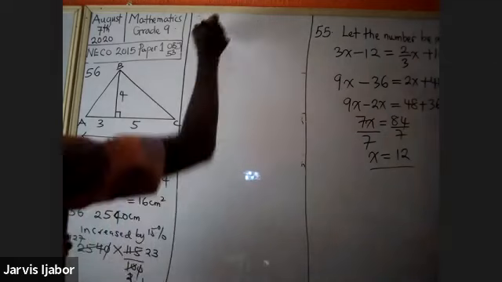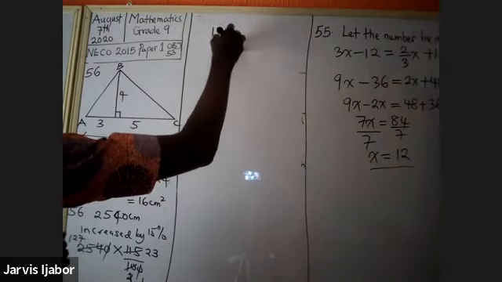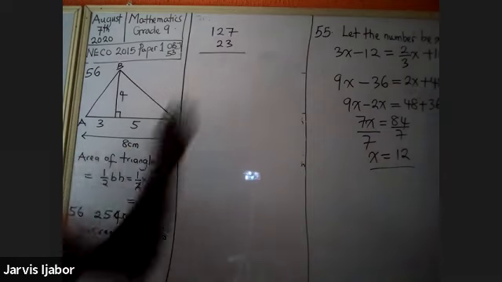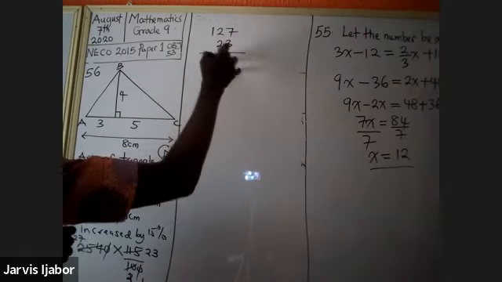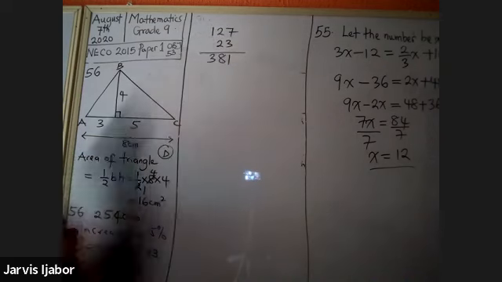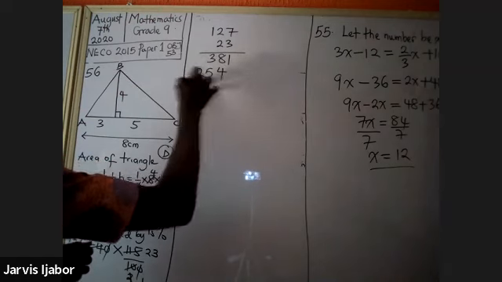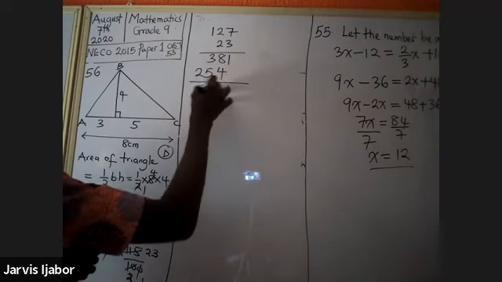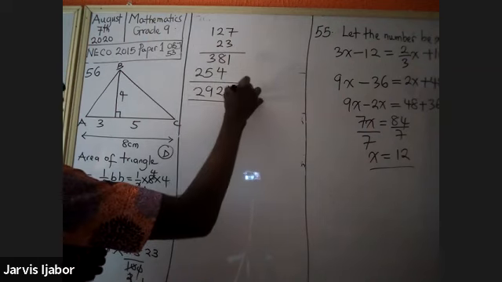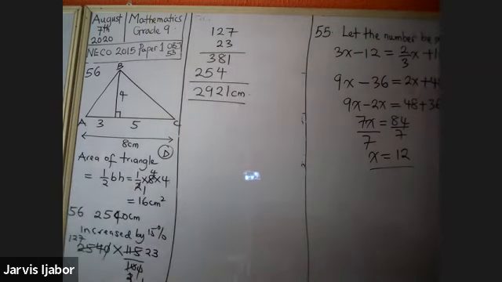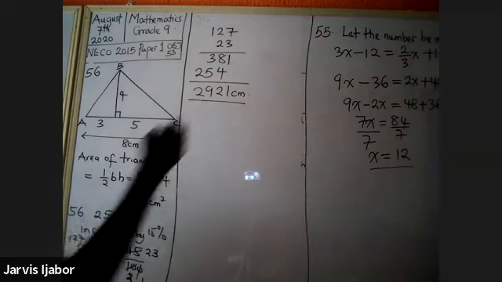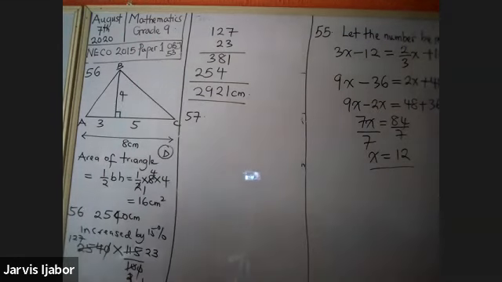Right. So this will now be what? 127 times 23. So I'm going to multiply manually. This will be 1. This will be 8. And this will be 3. So that's 381. This will be 4. This will be 5. And this will be 2. So if I add that correctly, I'll have 1, 2, 9, 2, in what? Centimeters. So this is what the answer will be, 2921. And that option is what? D. Is that clear?